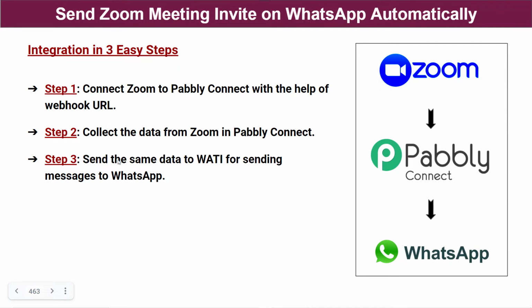Now we have step 3, send the same data to WATI for sending the message to WhatsApp. You must be thinking, we thought we would be sending the message directly to WhatsApp. But the thing is, the WhatsApp API is limited. It is not publicly available to all. So here we are using its verified WhatsApp business API called WATI to send the message on WhatsApp.